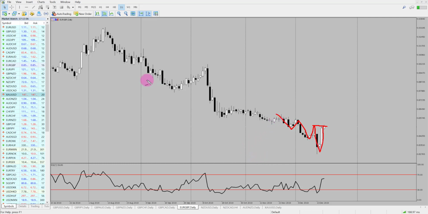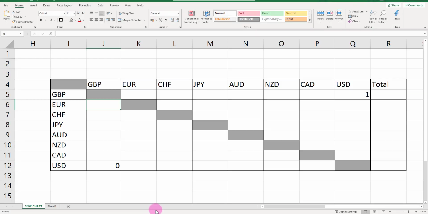Okay, so that means that the euro technically here is still weaker than the pound. So how we'd score this is 0 to 1. Okay, so if we go back to our drawing here on Excel, the score for euro is 0. Okay, and the score for the pound is 1.